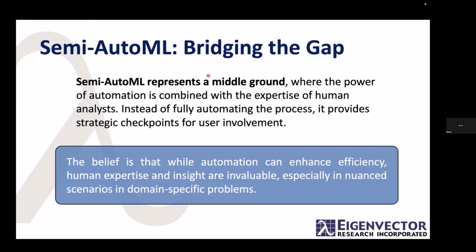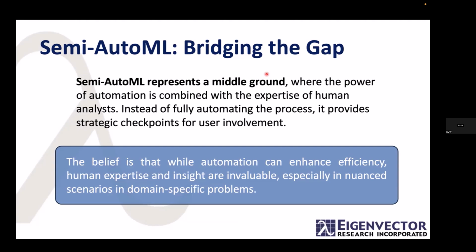Semi-auto ML is really for bridging the gap. It's a middle ground where the power of automation is combined with the expertise of human analysts. Instead of fully automating the process, it provides strategic checkpoints. And that's what we were really thinking about when we started putting Diviner together: can we check on how the process is going as it goes along?